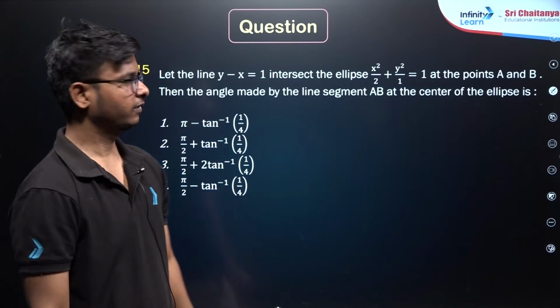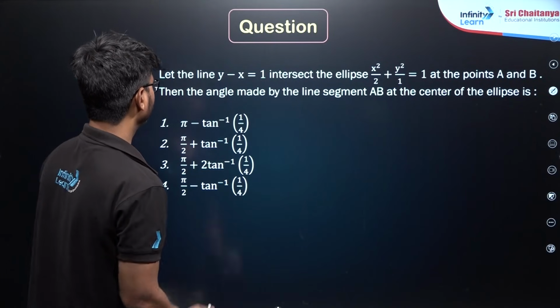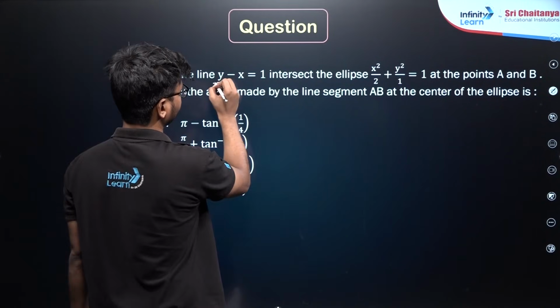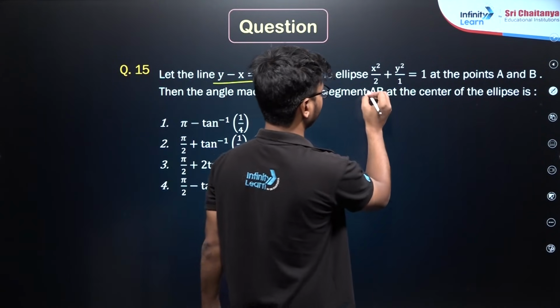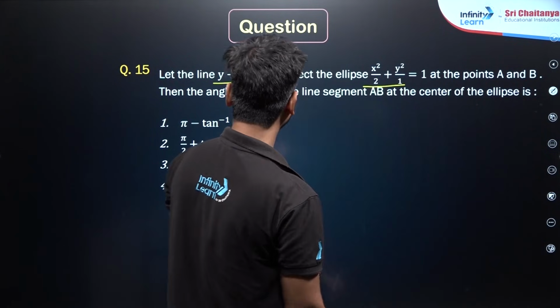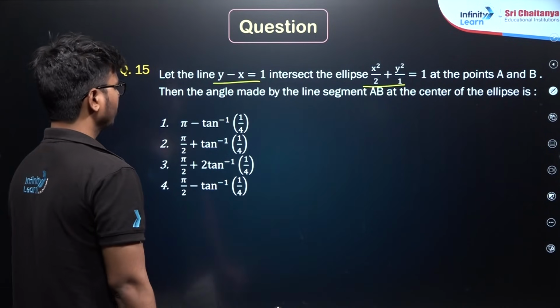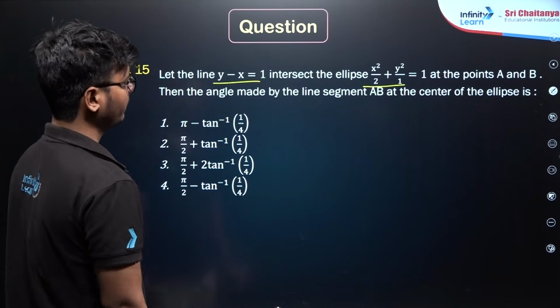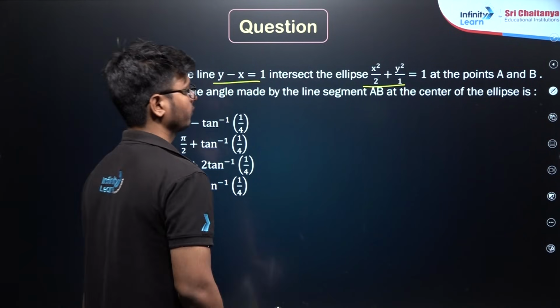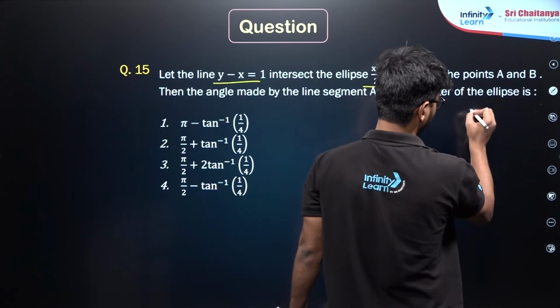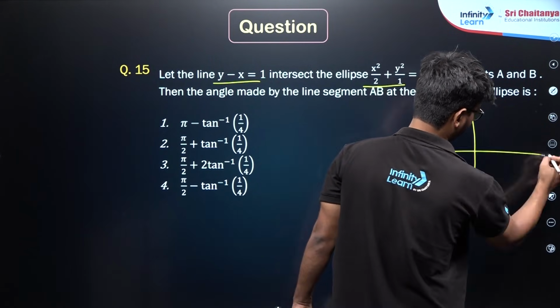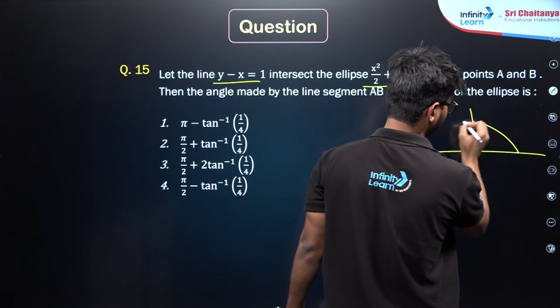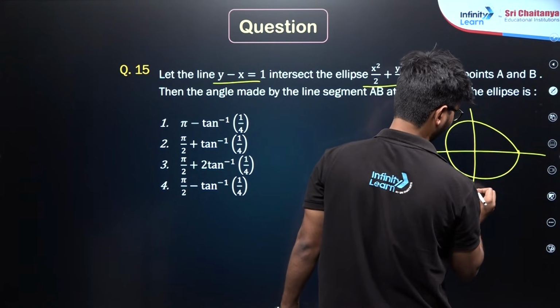Okay. So we have a question that the line y minus x equals 1 intersects the ellipse, we are given the ellipse, at the points A and B. Then the angle made by the line segment AB at the center of the ellipse. So first of all, let's draw the ellipse. I am drawing just a rough figure. Okay. So let us assume that this is the given ellipse.